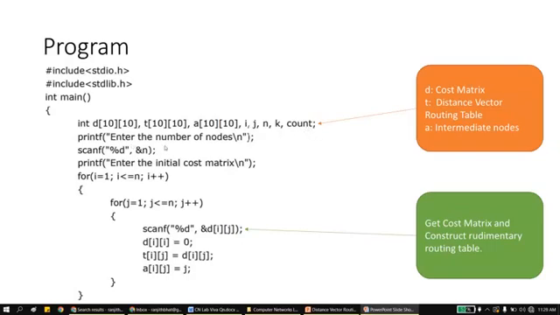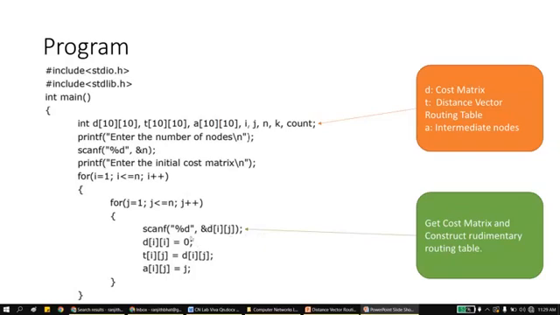So enter the number of nodes. We have A, B, C, D, E, so we have 5 nodes here. Enter the initial cost matrix. So for i from 1 to 5, we consider all the nodes. We are going to have a two-dimensional matrix, which is why I have two for loops, one inside the other, nested for loops. While scanning the cost matrix, that is D of i j, initially we are going to scan.